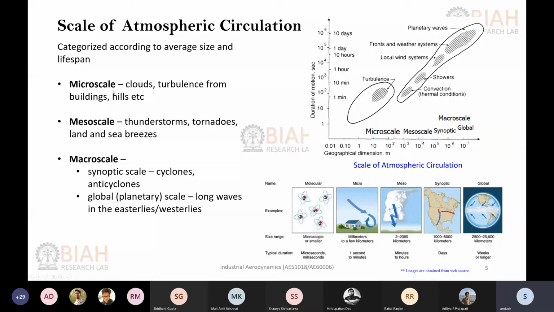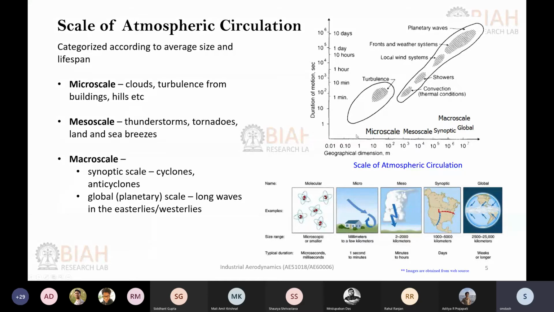Generally the size range can go up to a few meters, maybe tens of meters; around 100 meters is the maximum you can observe here. The typical duration of this phenomenon is microseconds to milliseconds, or maybe a few seconds. That is the characteristics of microscale atmospheric circulation.